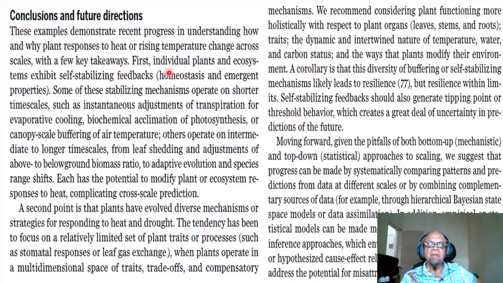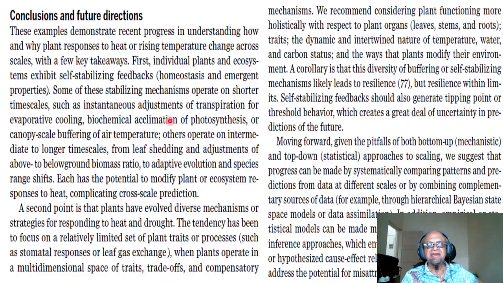First, individual plants and ecosystems exhibit self-stabilizing feedbacks, homeostasis, and emergent properties. Evolutionarily, you expect that living things will try to maintain the status quo or have some ability to do homeostasis. There is the idea of Gaia, which was proposed as life having evolved to control the environment, which hasn't quite worked out yet, but at the individual species level, that's still a mechanism that's available for their own functioning.